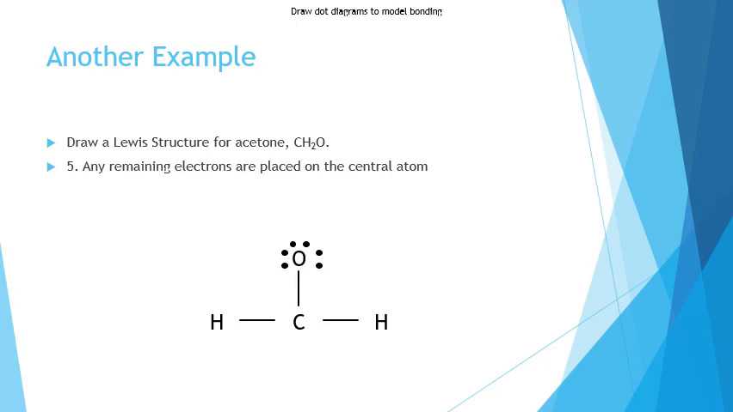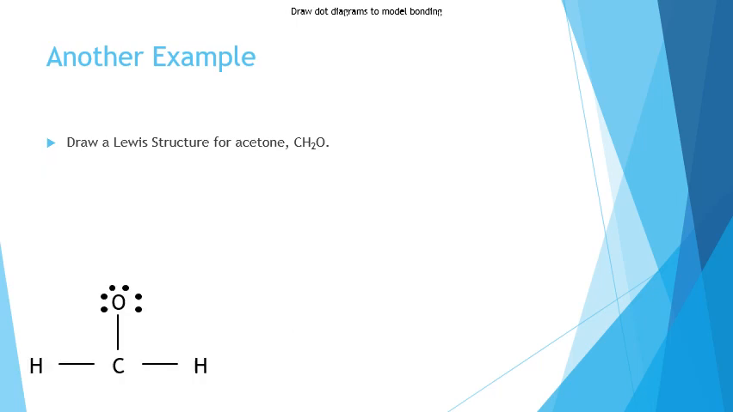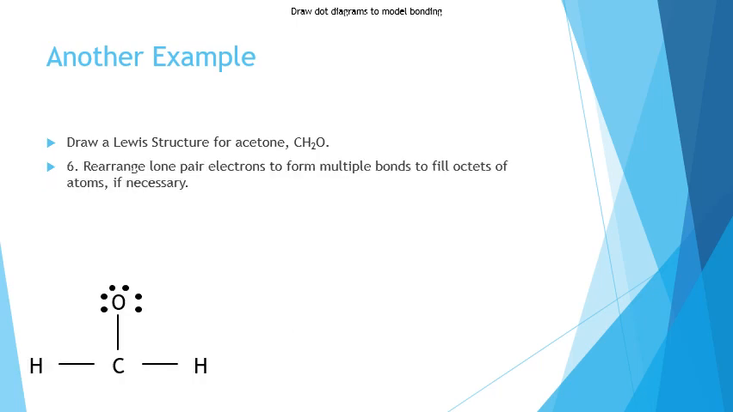All right, step 5. Any remaining electrons are placed on the central atom. Well, from our previous slide, we used all of our remaining electrons, so I have no electrons left. So I can't put any electrons on the carbon because there are no electrons left to put there. And finally, step 6, and this we did not see in our previous example, rearrange lone pair electrons to form multiple bonds to fill the octets of atoms if necessary. So notice our carbon atom only has 6 electrons right now. The 3 pairs it's sharing, so 2, 4, 6 electrons. It is short a pair of electrons. It does not have a complete octet.